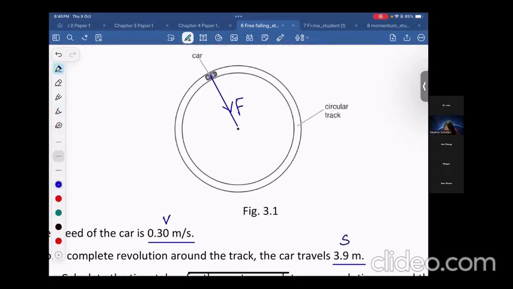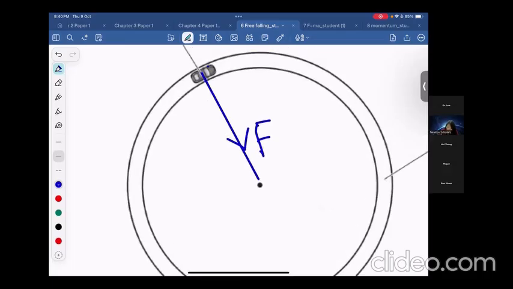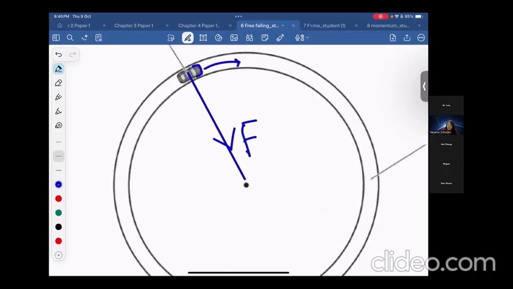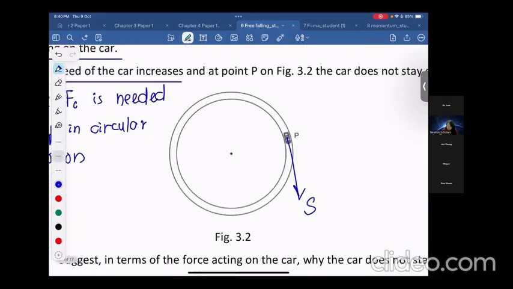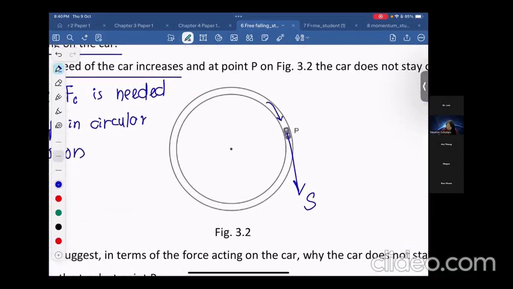Normally I draw in this direction because I assume this is the head of the car, so it is moving in this direction. If we cannot differentiate, say this is just a ball, and they didn't tell us the direction of the circular path, we can draw to this or to this, it doesn't matter. You get what I mean?